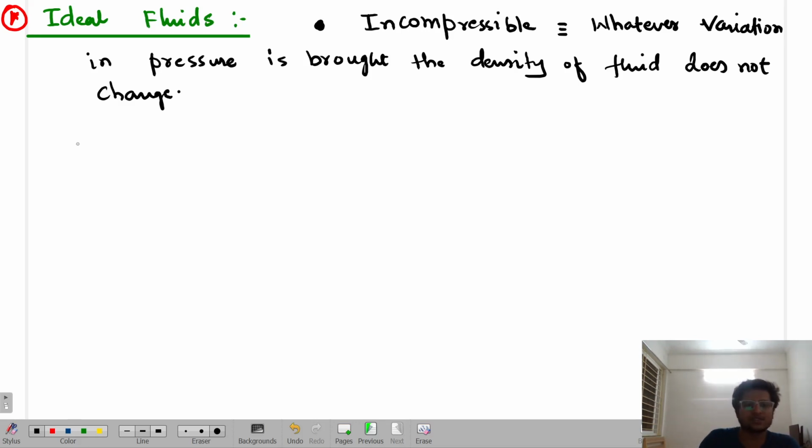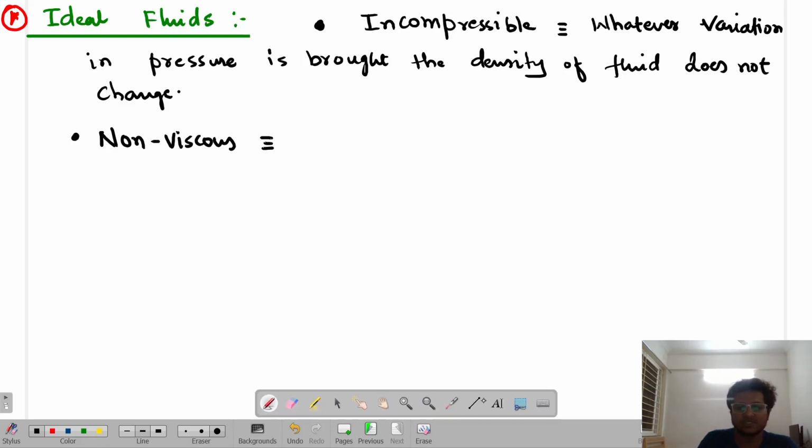Next point, since this is the first point. The second point of a particular ideal fluid is that it is non-viscous in nature. Now this is a new term. Actually, we will understand about this non-viscous term in detail.